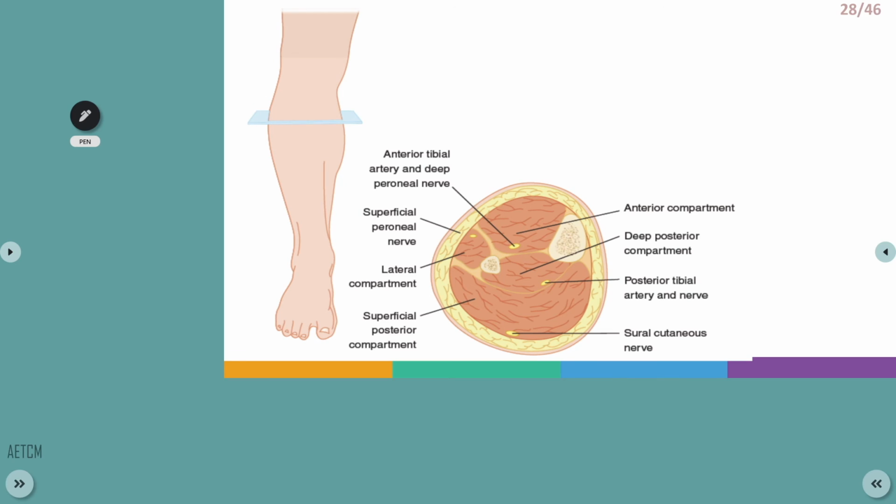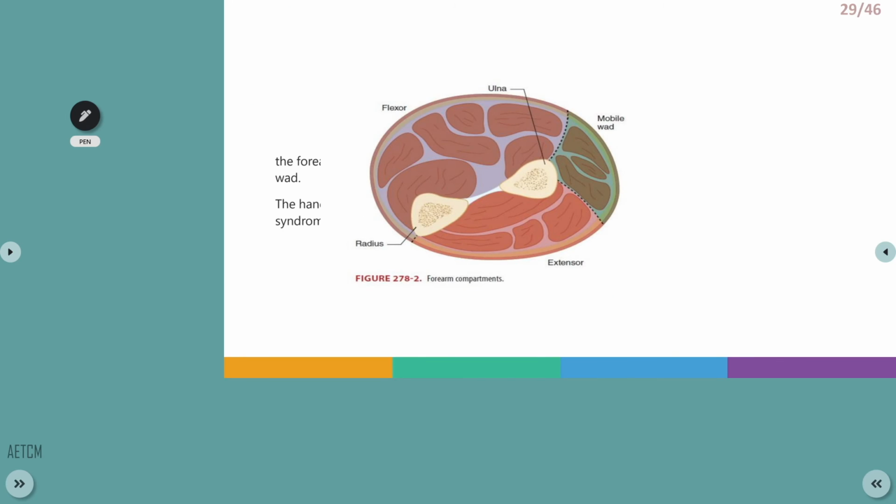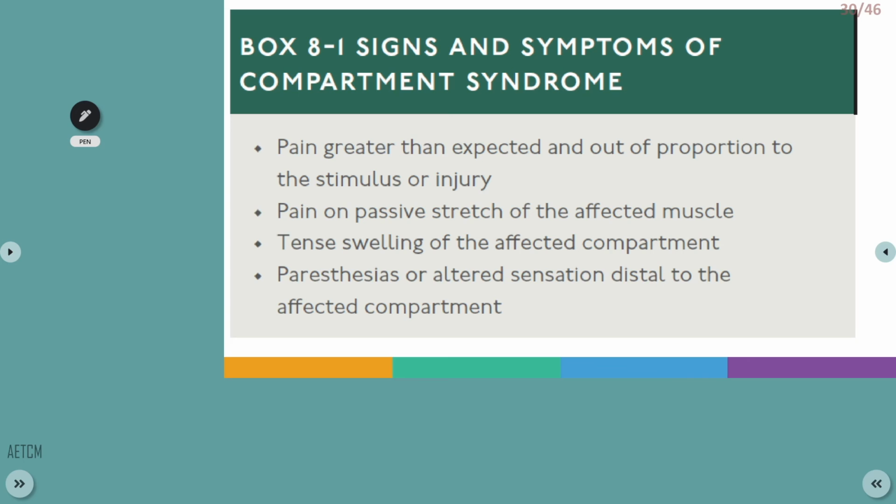So this is the image of the anterior compartment. This is the leg anterior compartment, the peroneal compartment, that is the lateral compartment, and the superficial and the deep posterior compartment. This is the forearm, this is the flexor compartment, this is the extensor compartment and the mobile wad.